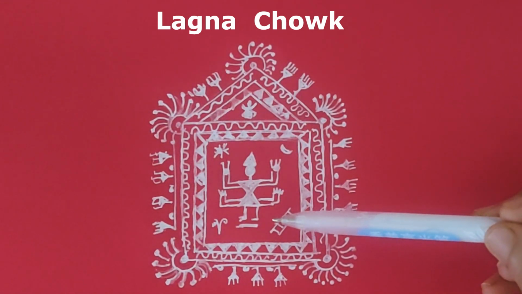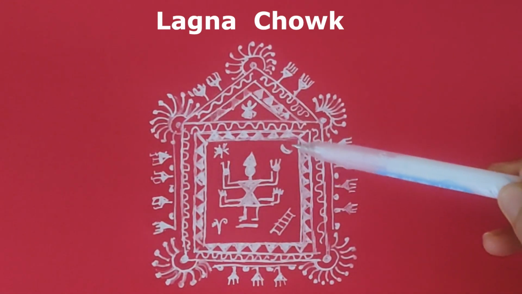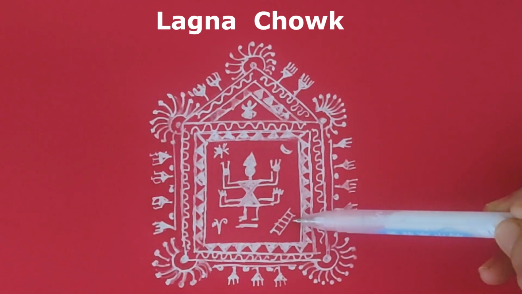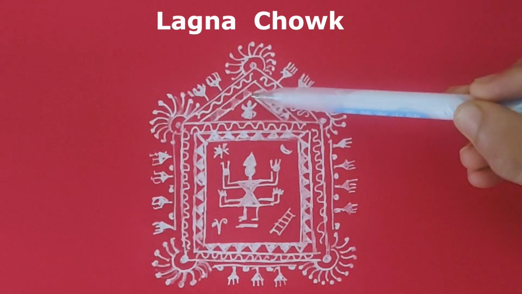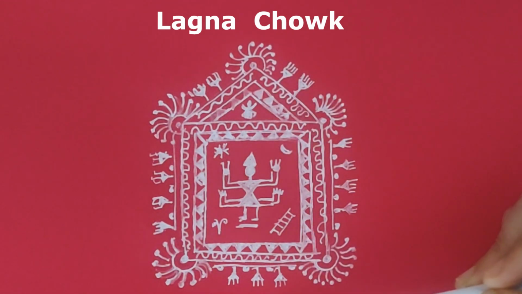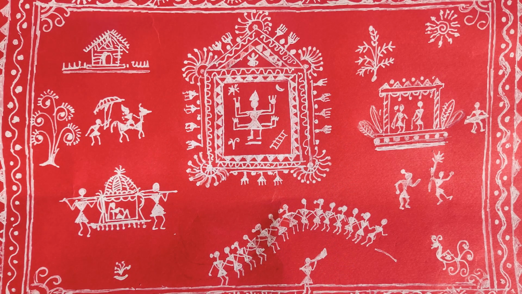Other elements from nature like sun and moon are also painted. An auspicious element called Kalash is painted at the center. Lagna chowk is painted on the house walls of the bride and groom. Surrounding the Lagna chowk, other wedding scenes are also painted.